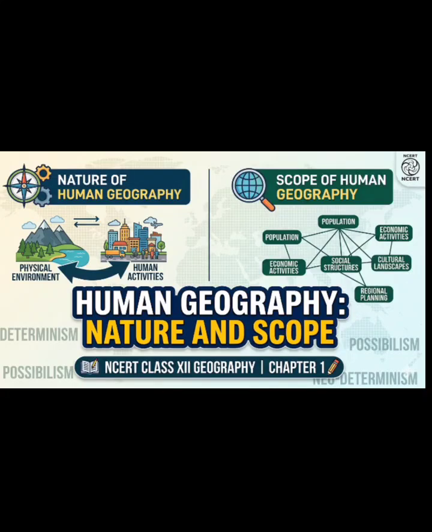Today in this audio class we will read chapter 1 from the book Fundamentals of Human Geography, the NCERT textbook for class 12, chapter 1: Human Geography, Nature and Scope. So let's get started. You have already studied geography as a discipline in chapter 1 of the book Fundamentals of Physical Geography. Do you recall the contents? This chapter has broadly covered and introduced you to the nature of geography.